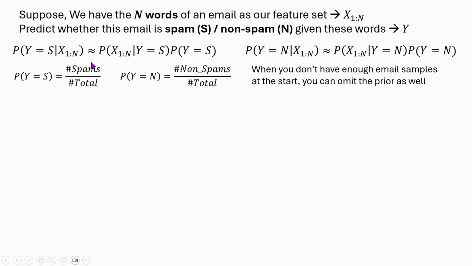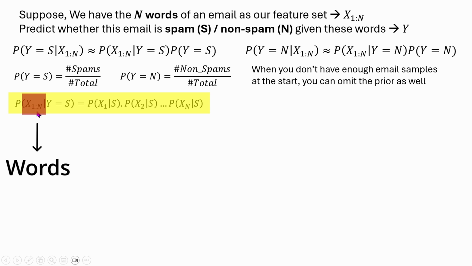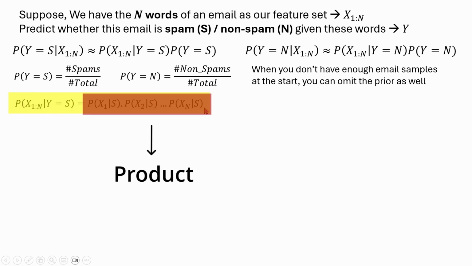Okay, now let's look at the more interesting thing, which is the likelihood. So this is the likelihood term. It would be calculated like this: the probability of x1 to n, that means the probability of the words being x1, x2 up until xn, given that our email is spam, will be nothing but the product of these things.